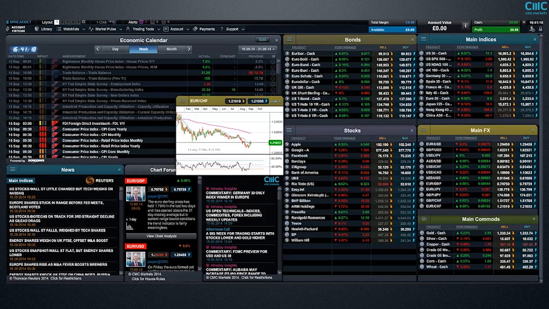Obviously, also worth considering that bubbling in the background is always Russia's possible reaction to Western sanctions. So far, we've not seen anything, and that's generally supportive of the German DAX, where the German economy is more susceptible than others in terms of trade and energy relations with Russia.